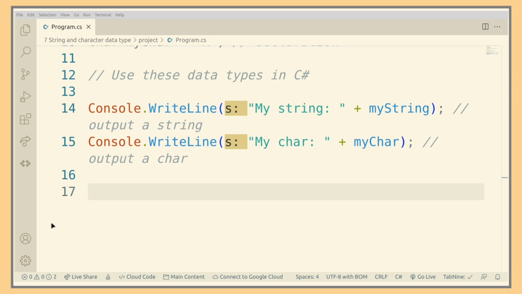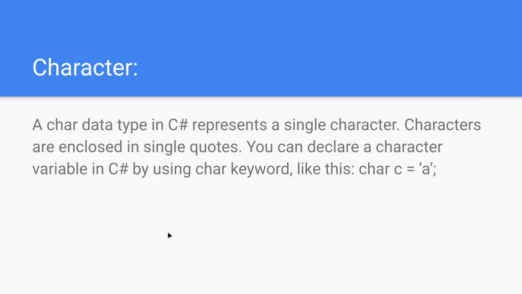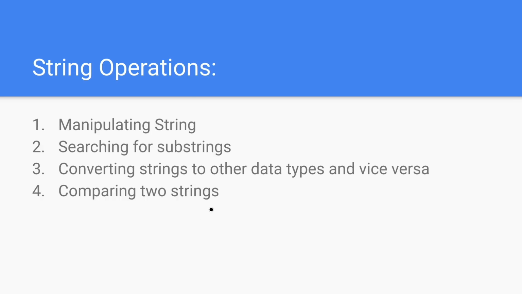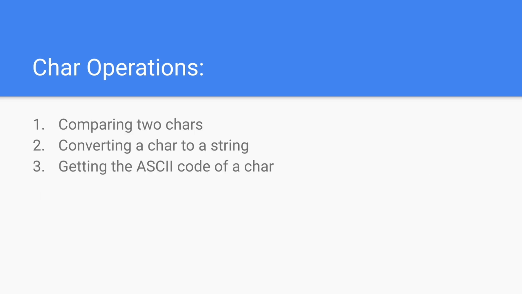So let's learn some more operations on these two data types. I'll go to the presentation. So we have string operations. There are some operations I've written here: manipulating strings, searching for a substring, converting strings to other data types and vice versa, and comparing two strings. There are more operations you can perform, which we will perform in further videos, and on characters also. So for the character data type: comparing two characters, converting a character to a string, getting the ASCII code of a character, and all that. So we'll perform it in our Visual Studio.